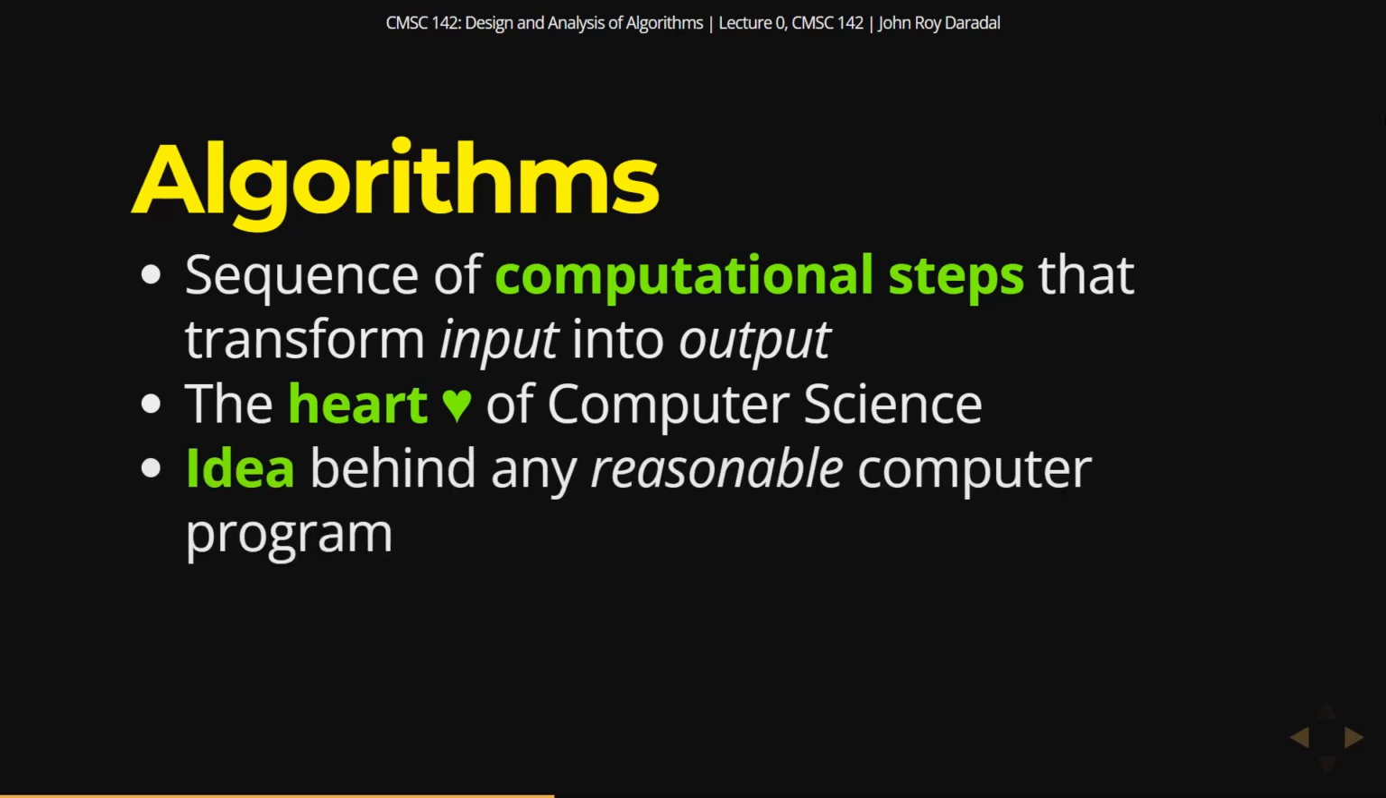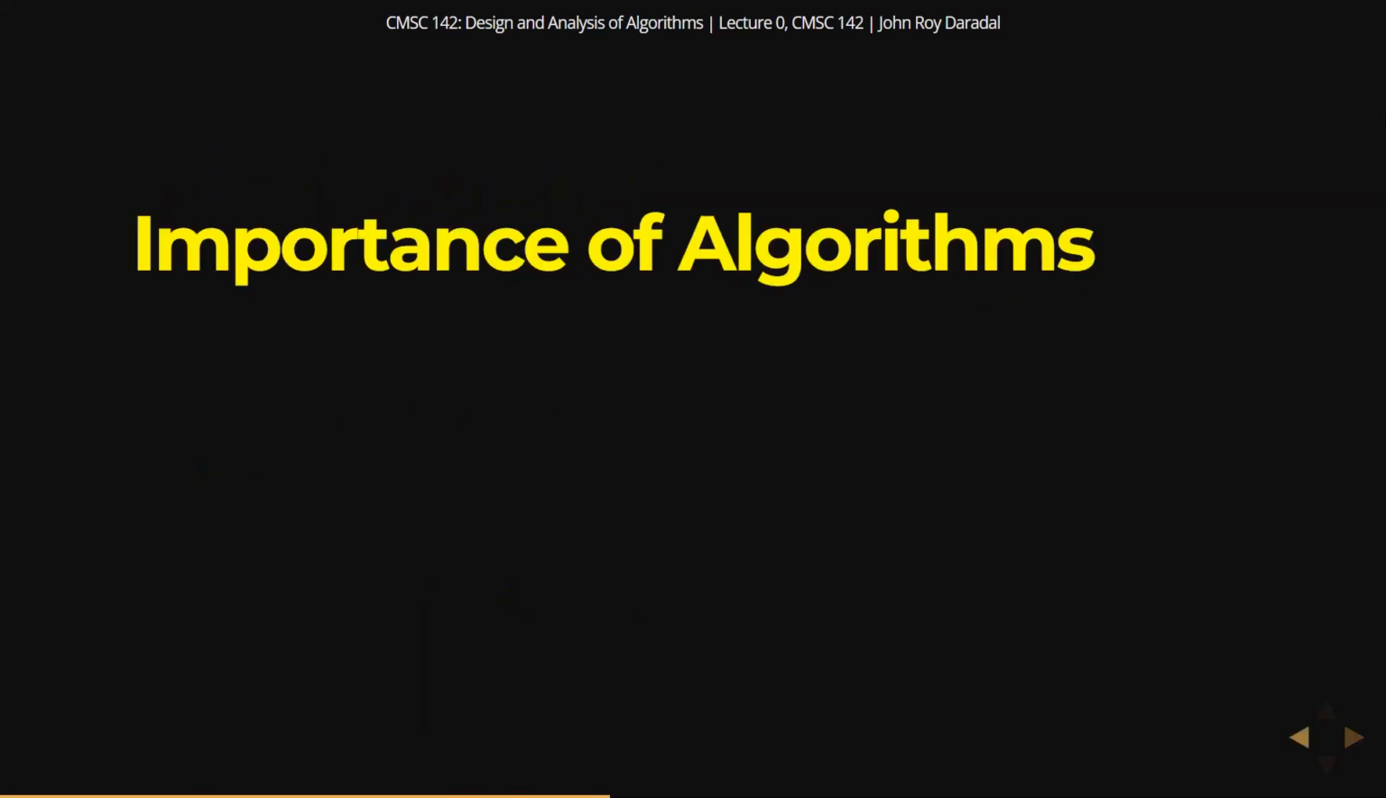It's the idea behind any reasonable computer program. So for any program, there is the idea or the pseudocode behind it. That is the algorithm. It's usually written in pseudocode, not the programming code itself, but just the idea behind it. That is the algorithm. So it's kind of abstract. It's not the tangible code itself. Okay. Now, why are algorithms important?